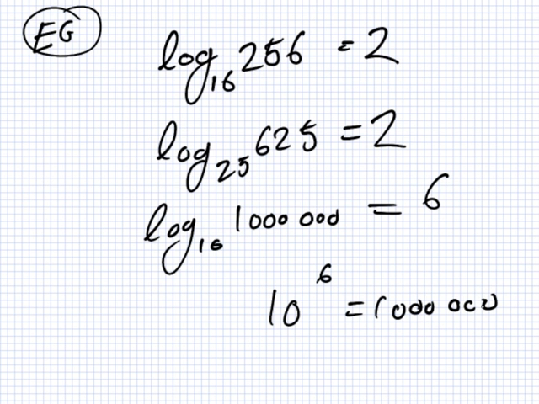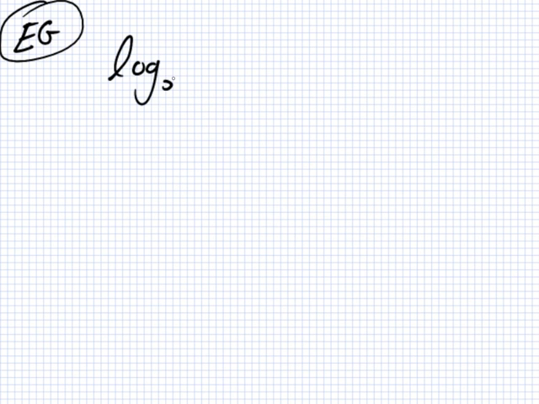Okay. Next now. For this question, we want to simplify something like this. We want to simplify. Now we can't use the calculator here because there's an x in it. So we have to use our rules.